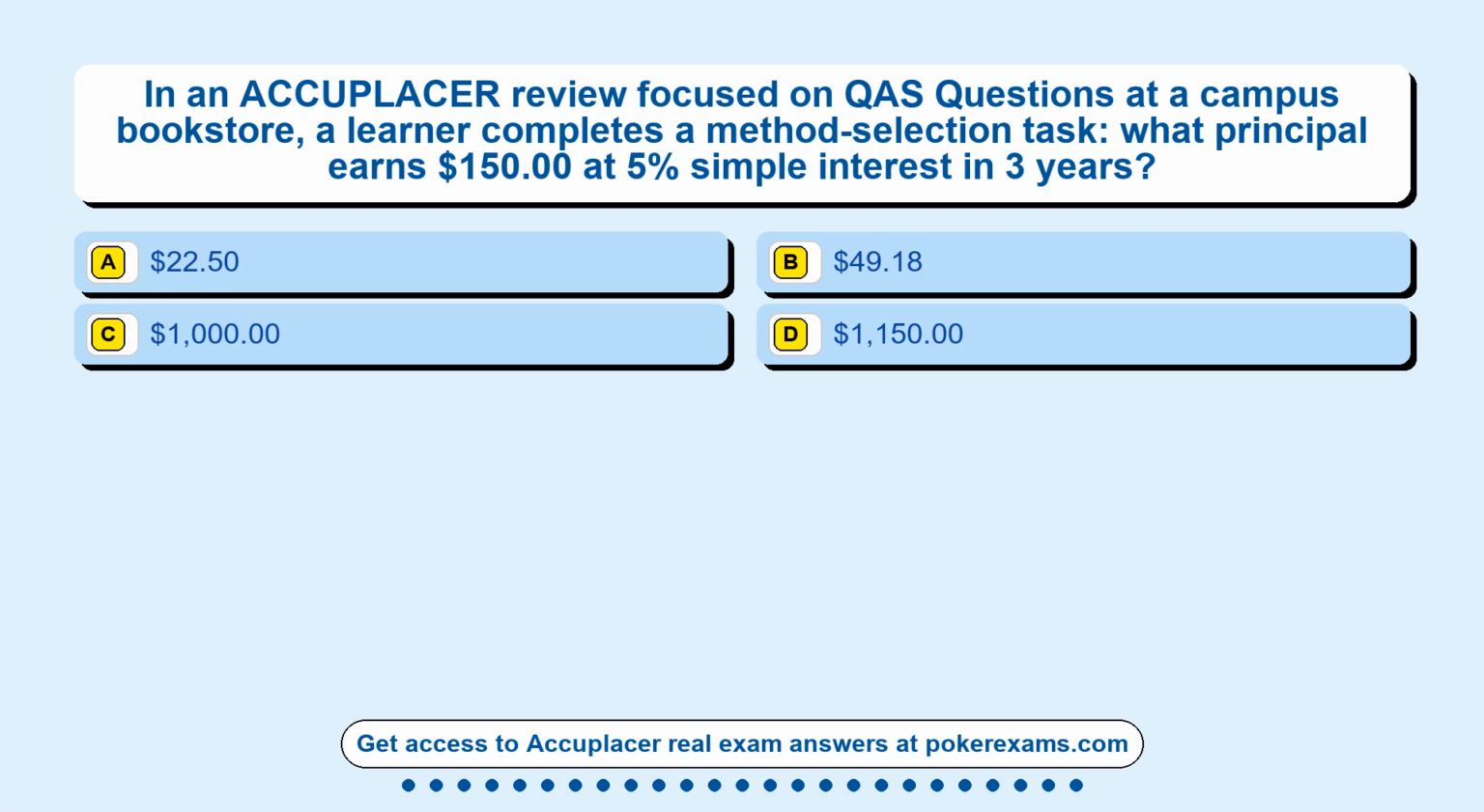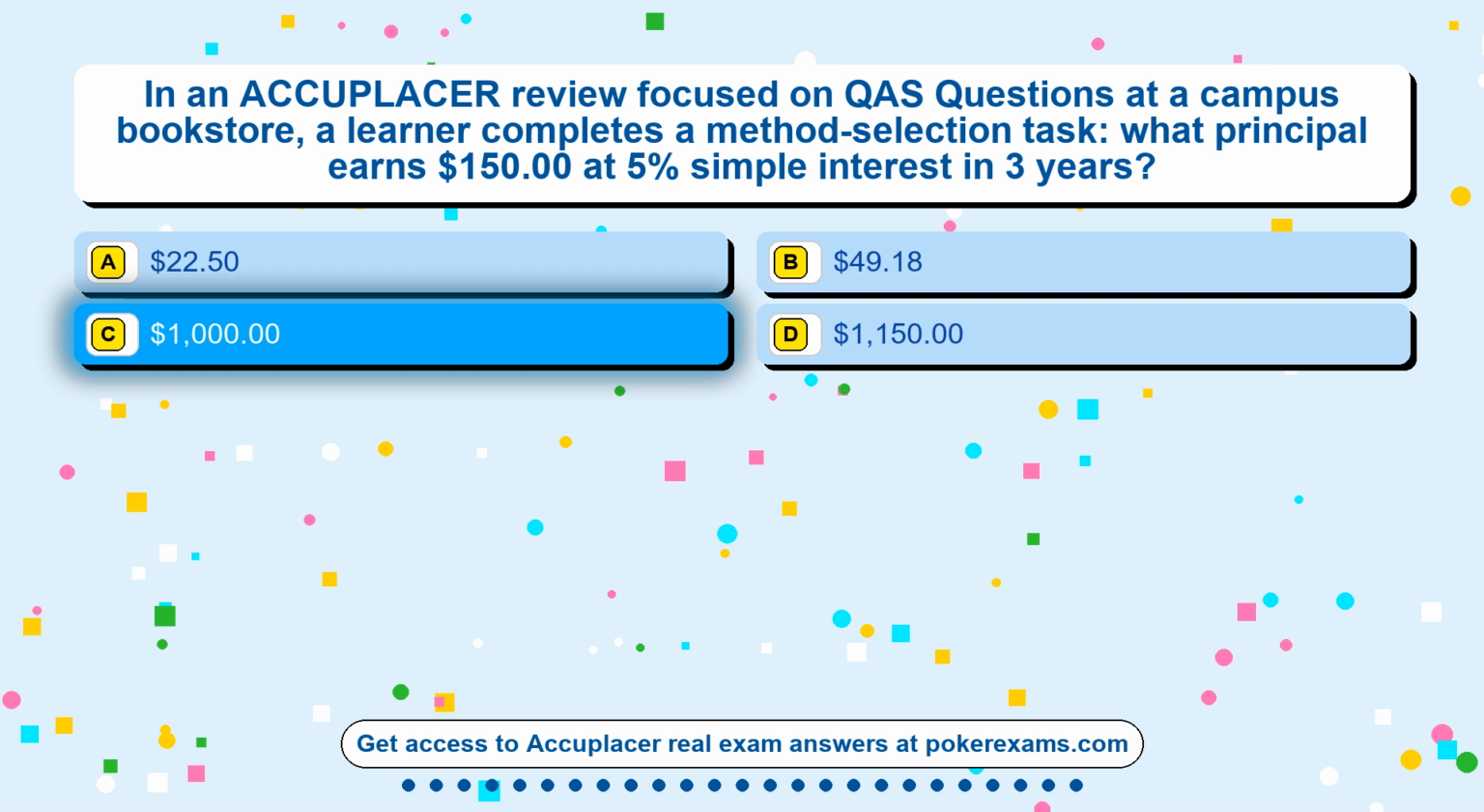Question 1. In an ACCUPLACER review focused on QAS questions at a campus bookstore, a learner completes a method-selection task. What principal earns $150 at 5% simple interest in 3 years? Option A, $22.50. Option B, $49.18. Option C, $1,000. Option D, $1,150. The correct answer is option C, $1,000.